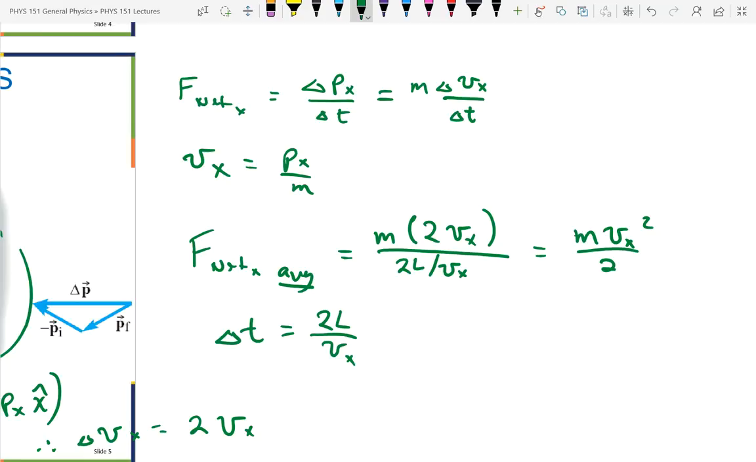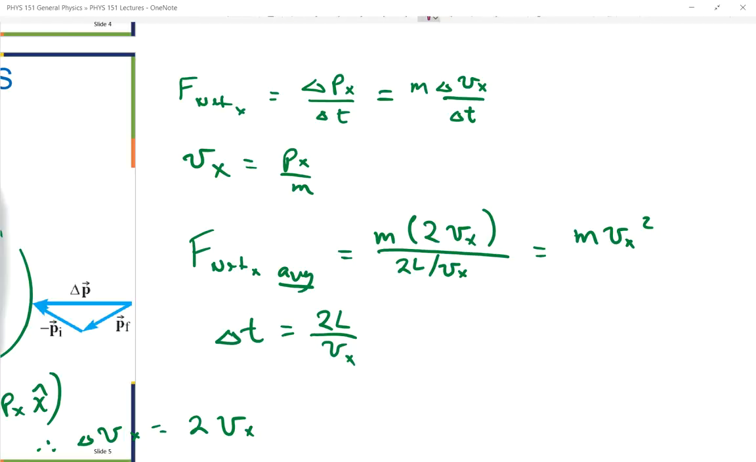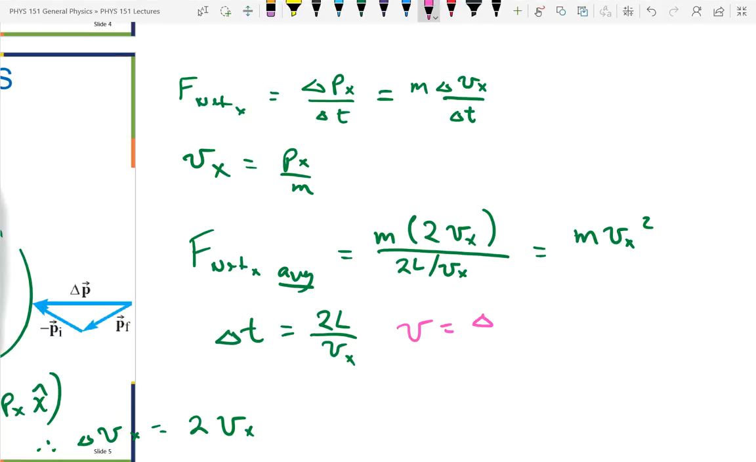Question? Eric? Why would it be 2L over Vx and not Vx over 2L? Oh no, never mind. Yeah, I got it. Yeah, sorry. Okay. So assuming I did not make any mistakes here, I wrote the wrong thing. I put over 2 instead of over L. I knew there was something wrong here.